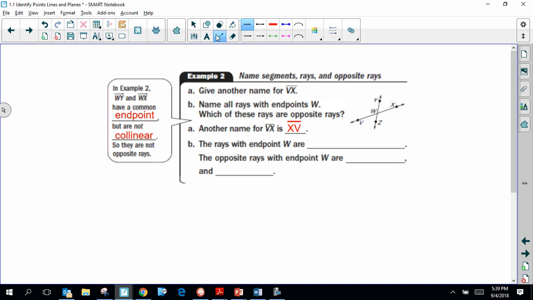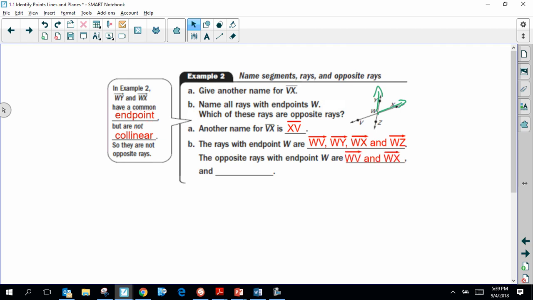Here's a ray, here's a ray. They have a common endpoint, but because they don't form a line, they're not going out in opposite directions, so they're not opposite rays. Part B, name all the rays with endpoint W. Well, there are 4 rays that have endpoint W: WV, WY, WX, and WZ. Opposite rays with endpoint W would be WV and WX, and WY and WZ.